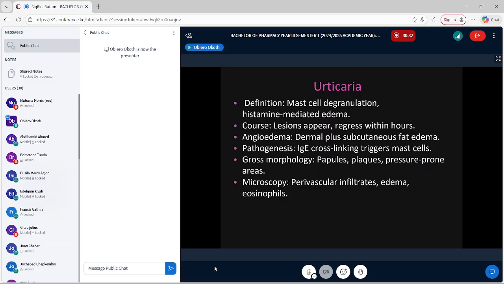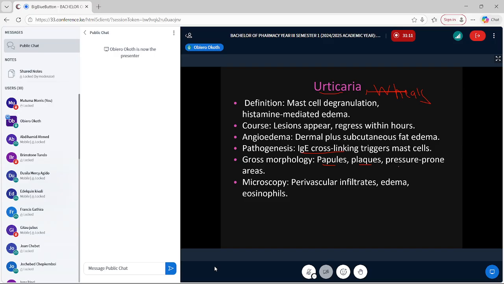Urticaria is just an allergic reaction due to mast cell degranulation. Lesions appear and regress within hours. So these are a type 1 hypersensitivity response. We're not going to discuss type 1 hypersensitivity in detail. Basically, with a type 1 hypersensitivity, it's usually called urticaria, or they're called wheals. They appear very fast because it's typical of a type 1 hypersensitivity reaction with mast cells.